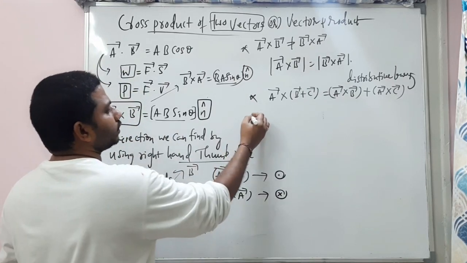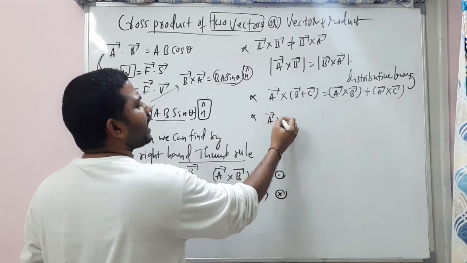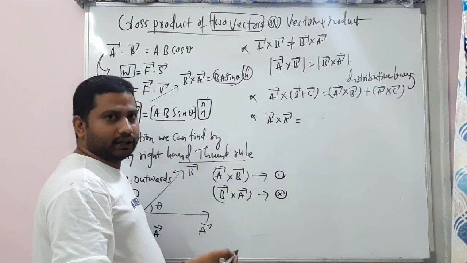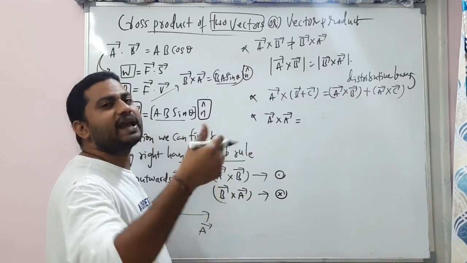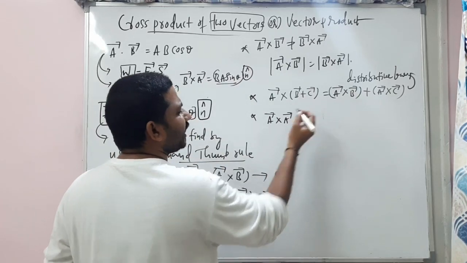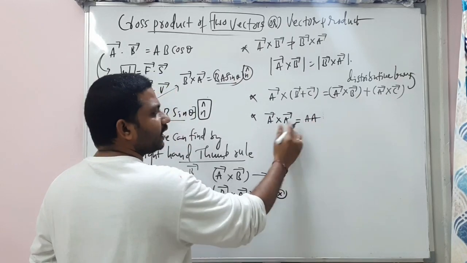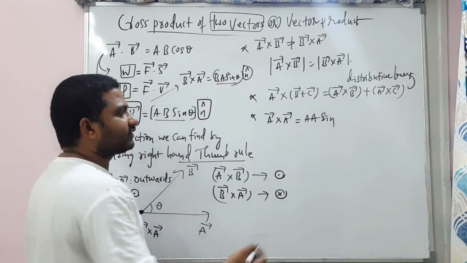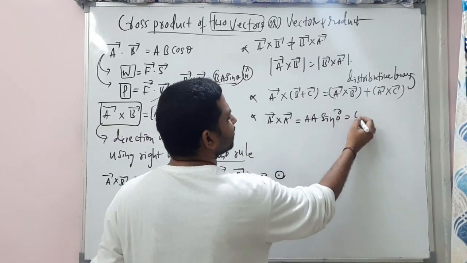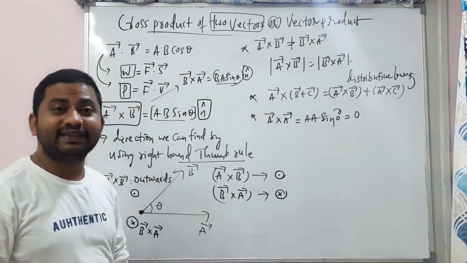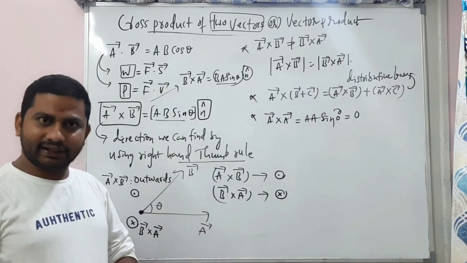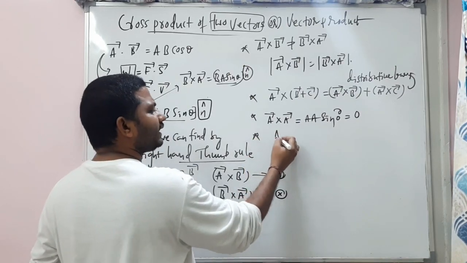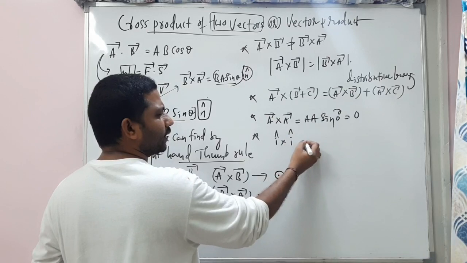Okay. And one more thing. So I can write A bar cross A bar is how much, students? A cross product between the same vectors. Magnitude of A into magnitude of A into sine of angle between A bar and A bar. So that's 0 degrees. So sine 0 is 0. So A bar cross A bar is 0. Understand? Clear? Now, in the same way, i cap cross i cap is how much?